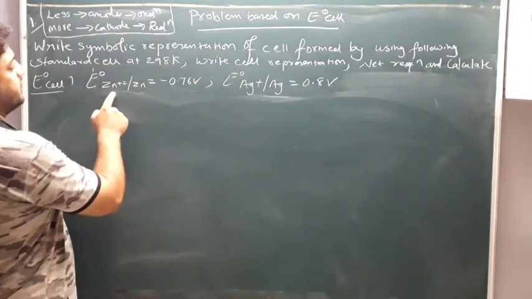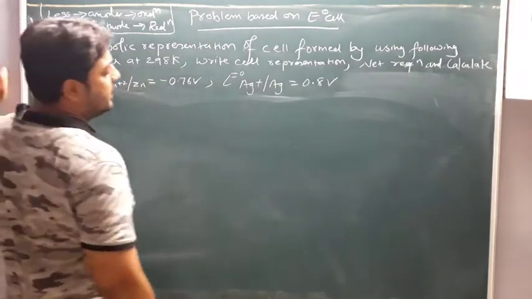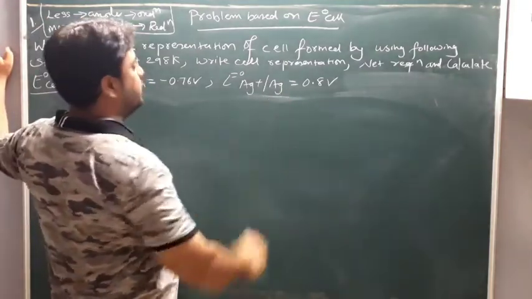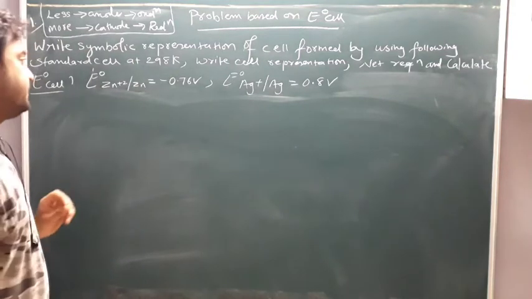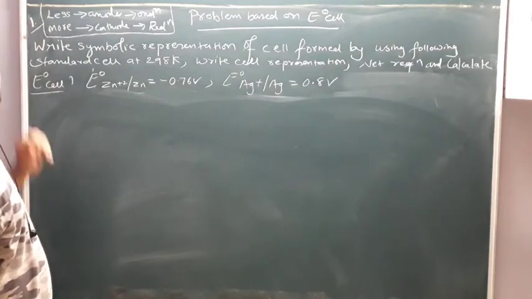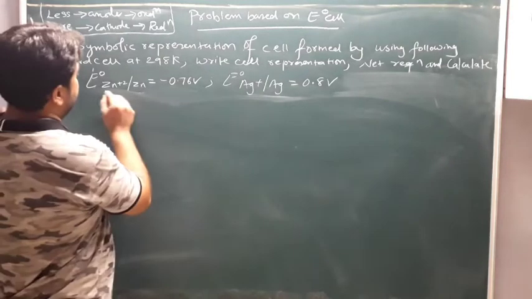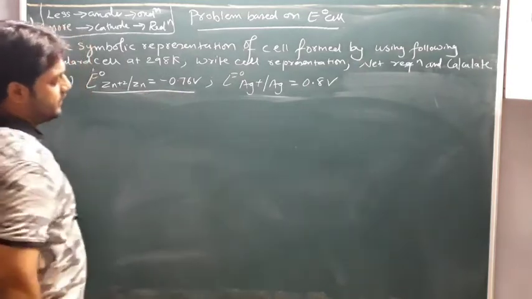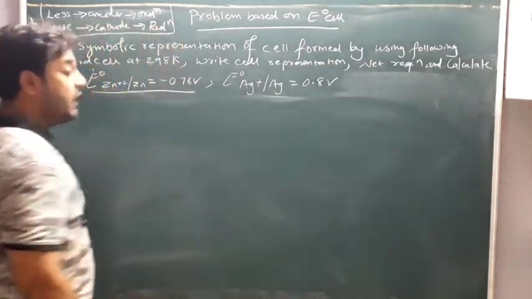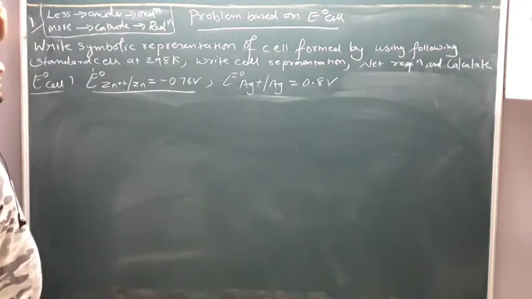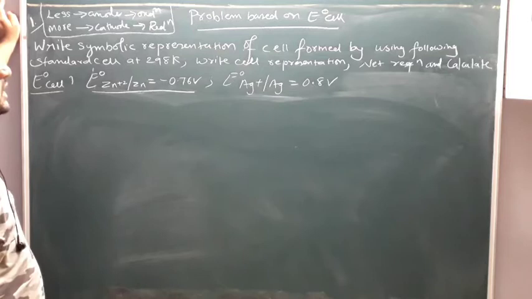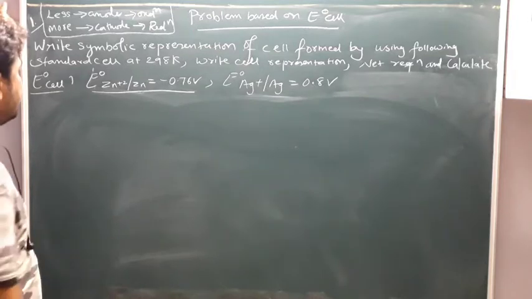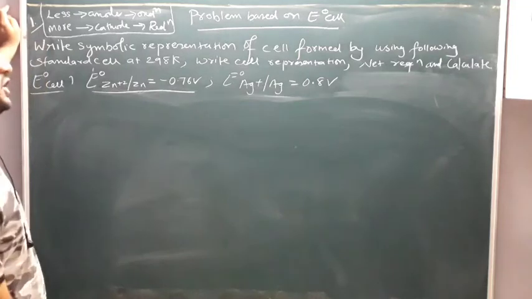The zinc reduction potential value given is minus 0.76 volt, and the reduction potential value for silver is 0.8 volt. Now I told you the problem should be solved only by the reduction potential value. In the question, the reduction potential value itself is given. If the oxidation potential value had been given, then we would have converted it into reduction potential value with the relation that oxidation and reduction potential values are the same in magnitude but opposite in sign. But we need not worry about that. At present we have a reduction potential value, so we will proceed with the problem.